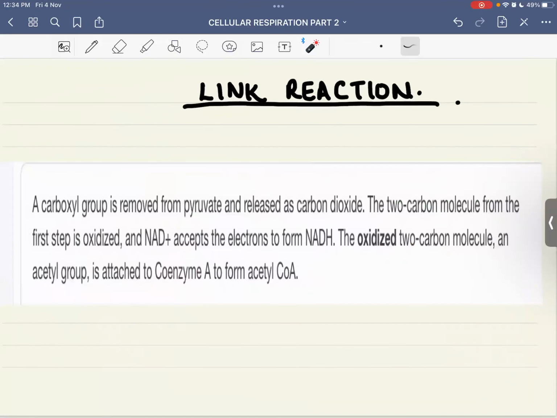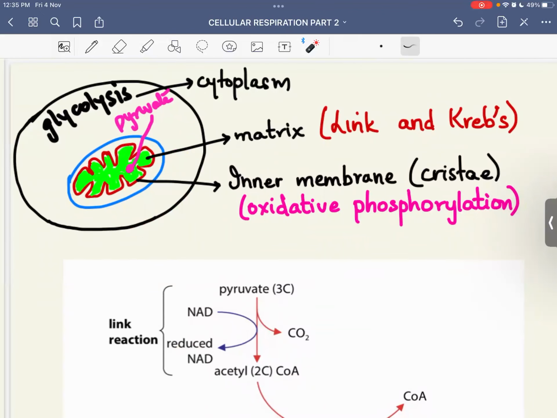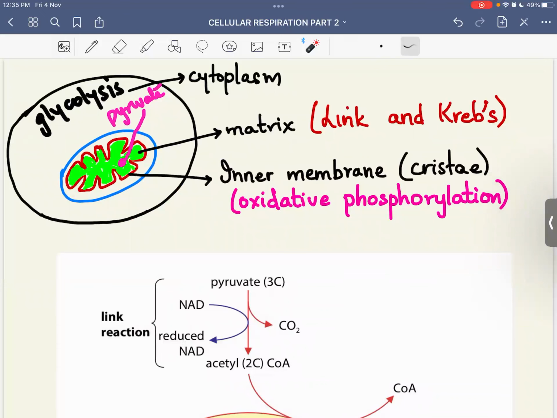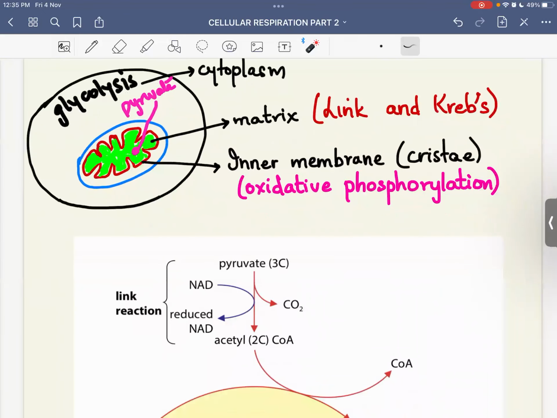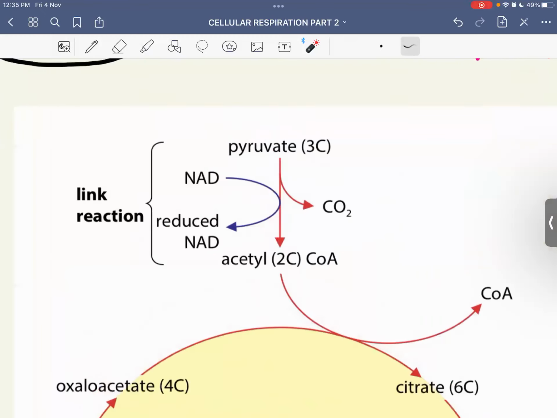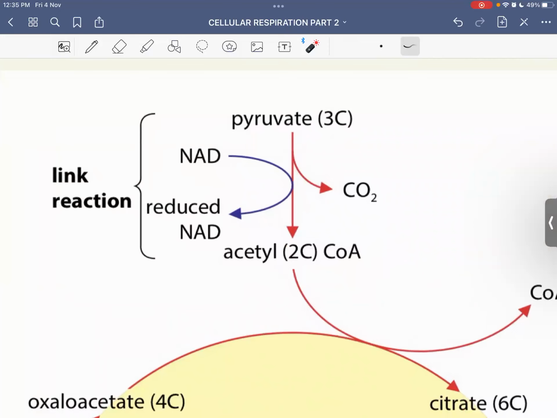Again, recapping, glycolysis happens in the cytoplasm, the link reaction and Krebs cycle happen in the matrix, and the fourth phase, oxidative phosphorylation, takes place on the cristae. But we still have to do the Krebs cycle, so let's look at it. You can see a quick summary of the link reaction here, okay?